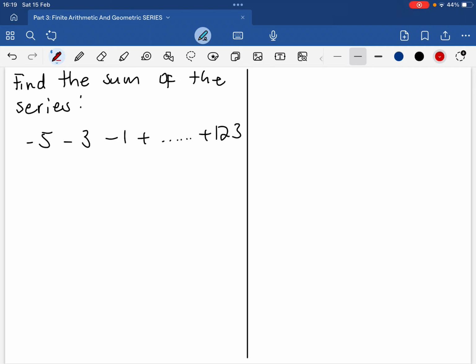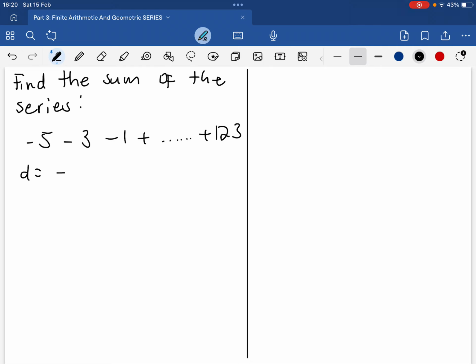What about this one? Find the sum of the following series: -5, -3, -1, and so on, till 123. Don't get confused by seeing these negative numbers here. This is just -5 plus -3 plus -1 up until plus 123. You can simply find this by saying Sn is equal to n over 2 into a plus l, right? And saying, well, we don't know how many terms these are, so we can't really go with that formula yet.